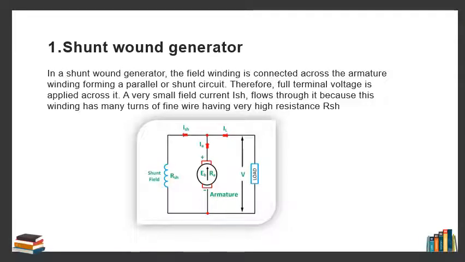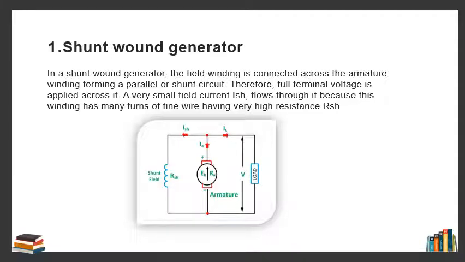In a shunt bound generator, the field winding is connected across the armature winding, forming a parallel or shunt circuit. We can simply say that if the field winding is connected parallel with the armature winding, this arrangement is known as the shunt generator. Therefore, full terminal voltage is applied across it. A very small field current ISH flows through it because this winding has many turns of fine wire having very high resistance RSH. You can see the diagram.